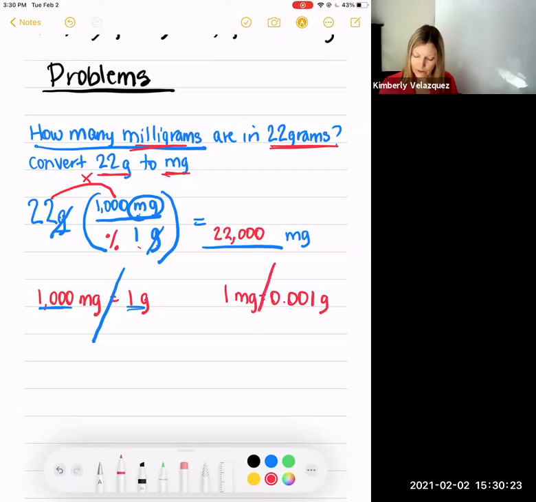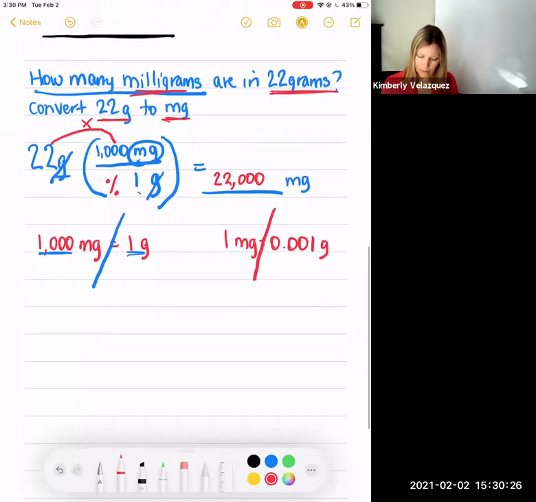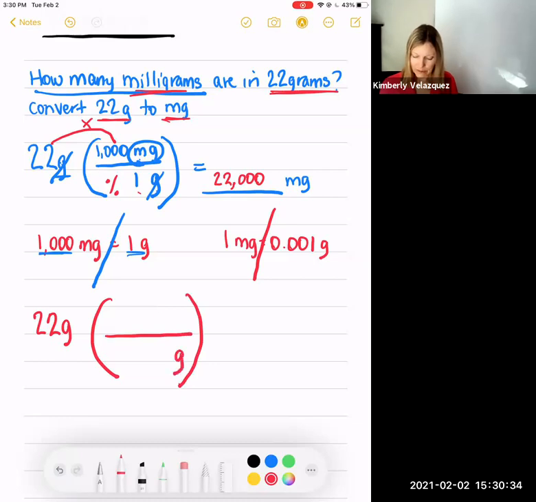If I decided to use this equation instead, I'm going to do the same thing. I'm going to start with my 22 grams. I'm going to make a fraction. My grams have to be on bottom and milligrams on top. Why? Because I want to cancel out grams, and if I divide grams by grams, they cancel out. 1 milligram on top, 1,000th of a gram on the bottom. And if I divide 22 by 0.001, I get 22,000, and it's milligrams.